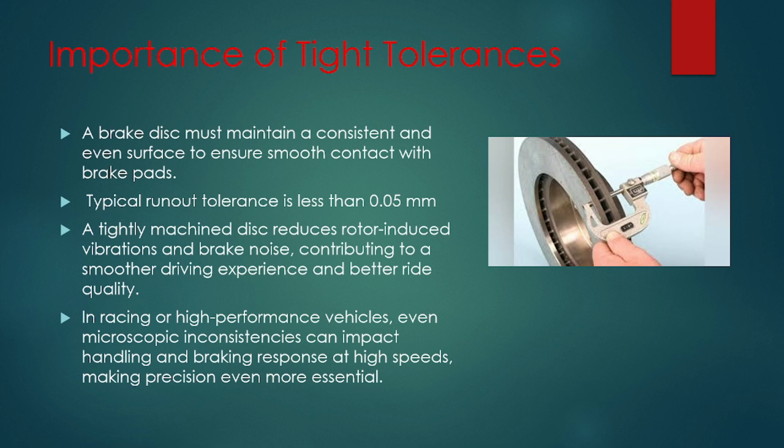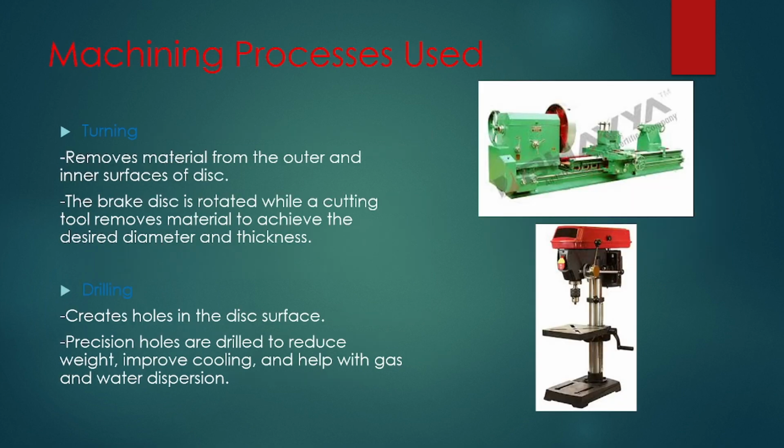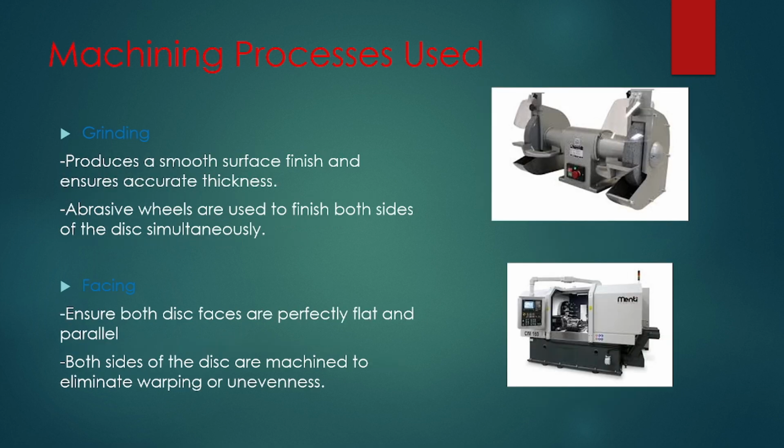Typically, a tightly machined disc reduces rotor-induced vibrations and brake noise, contributing to a smoother driving experience and better ride quality. In racing or high-performance vehicles, even microscopic inconsistencies can impact handling and braking response at high speeds, making precision even more essential. So, the machining processes used. There are four again: turning, drilling, grinding, and facing.